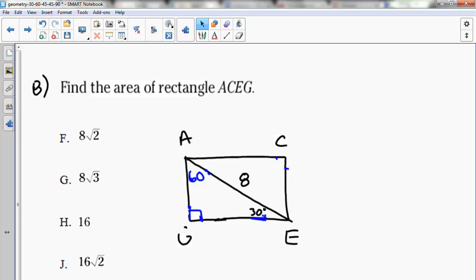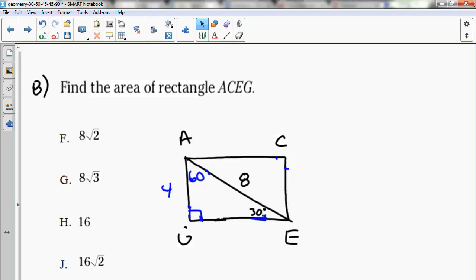Okay. So let's go with the short leg. Which one's the short leg? The left or the bottom? The left. That's right. So what would be the short leg here then? 4? Yeah, that's right. So remember, the short leg is half of the hypotenuse, or take the short leg and double it to get the hypotenuse.